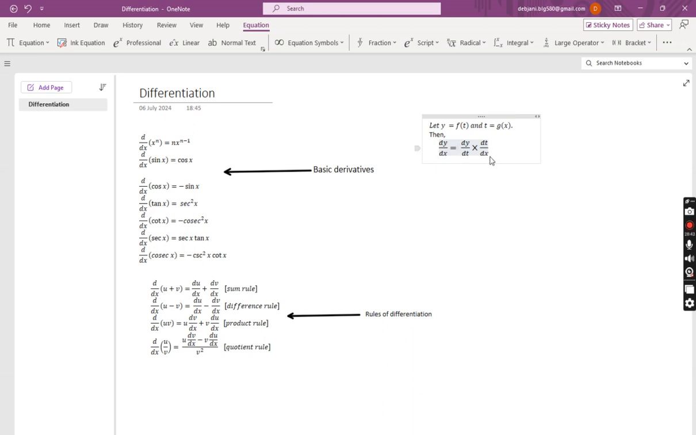If we introduce more variables like y equals f of t, t equals g of u, and u equals h of x, then it will be further expanded as dy by dt into dt by du into du by dx. This is known as the chain rule, and chain rule is also known as the derivative of composite functions. These functions must be composite. Understand? Okay, I guess for today this much.